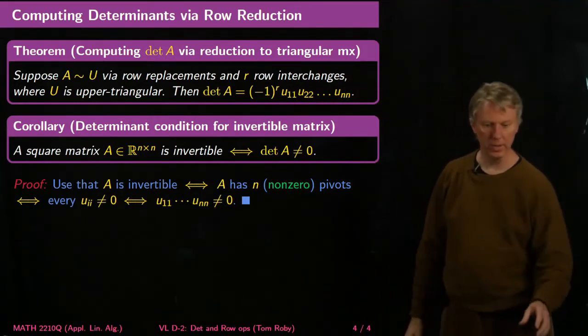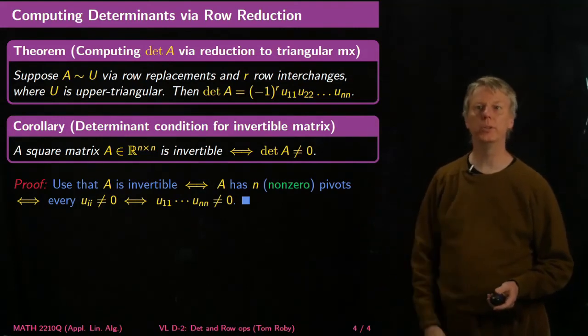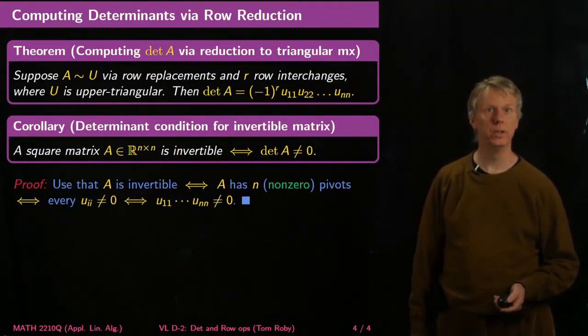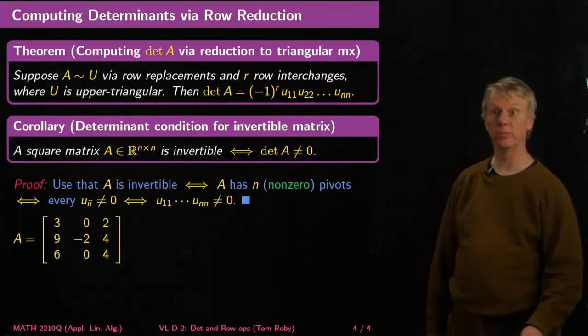And that's it. So in a very easy way, once we understand how row reduction works on a matrix, we're able to derive a new simple condition for deciding whether a matrix is invertible or not.